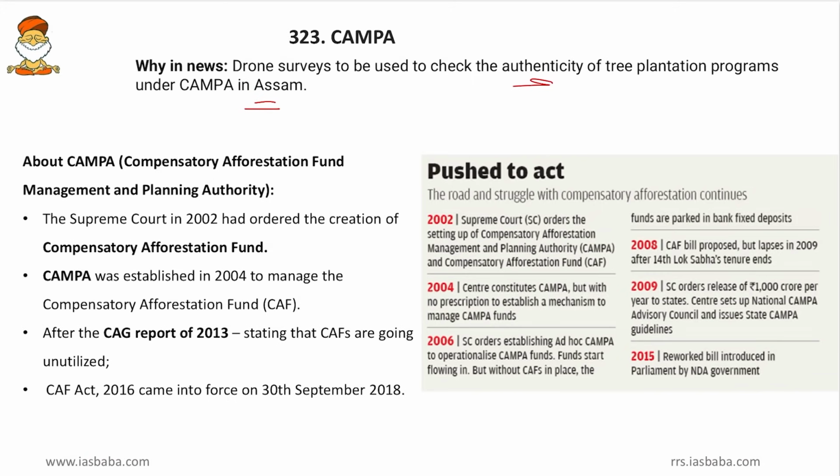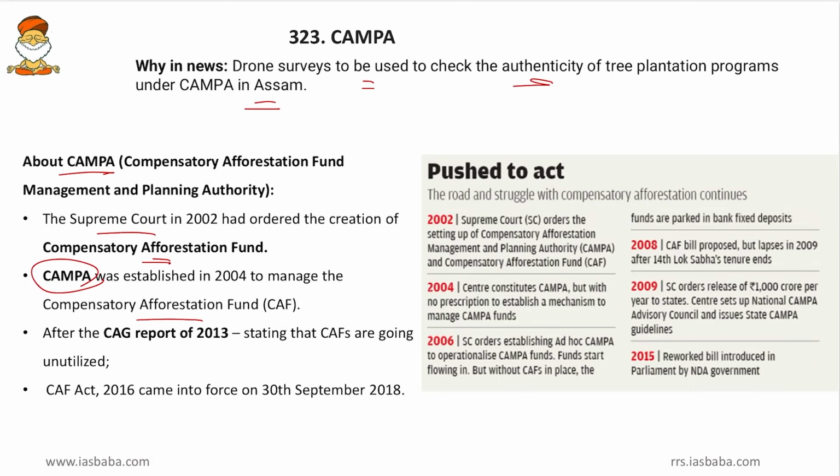So the Assam Chief Minister announced that by using drones, we will survey whether the compensatory afforestation is going on or not. So in this context, the CAMPA and the CAF will become important. So friends, the Supreme Court in 2002 had ordered the creation of the Compensatory Afforestation Fund via PIL. Through a public interest litigation case it was done, and then CAMPA was established in 2004 to manage the Compensatory Afforestation Fund. So this fund needs a management authority. So CAMPA is the management authority of the CAF.